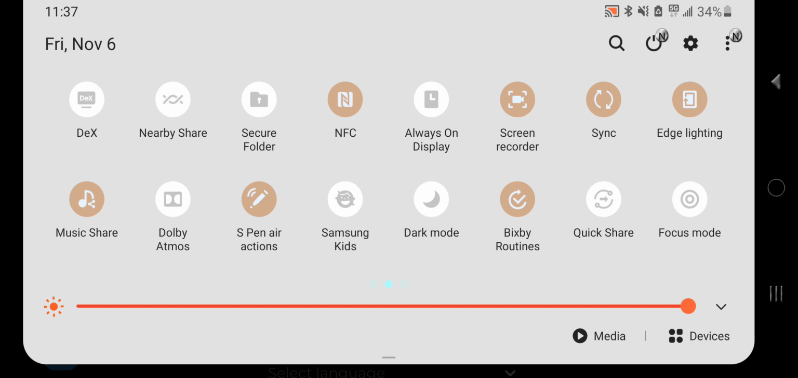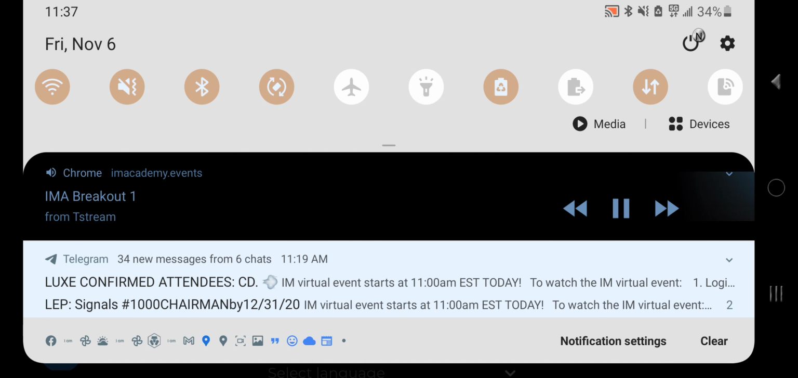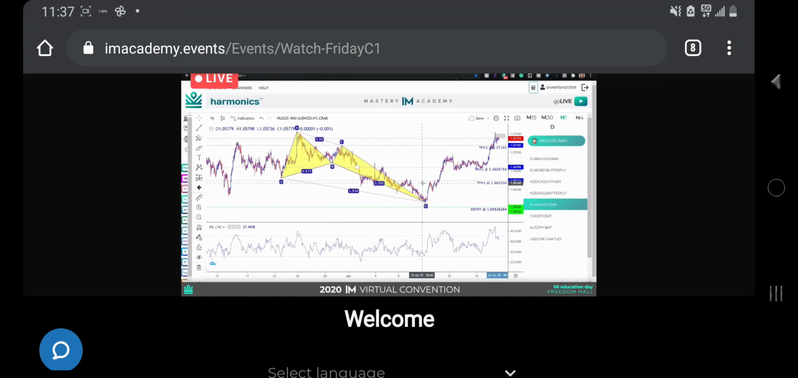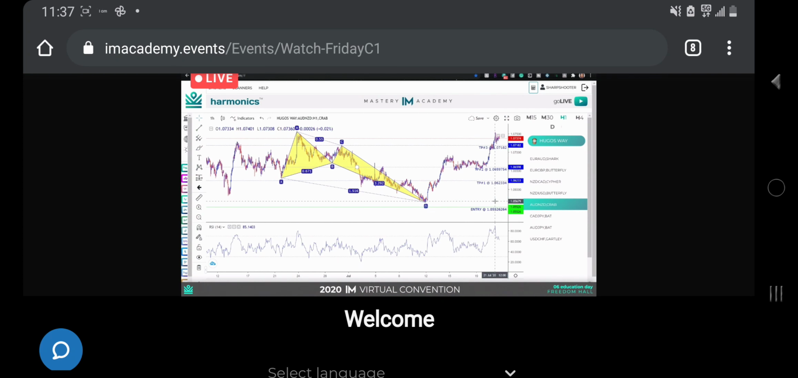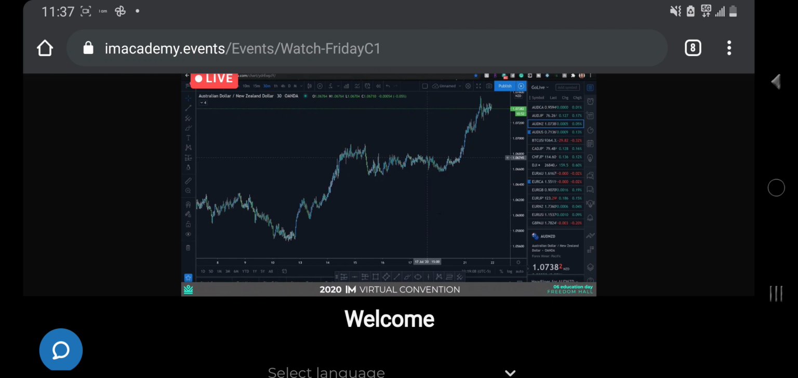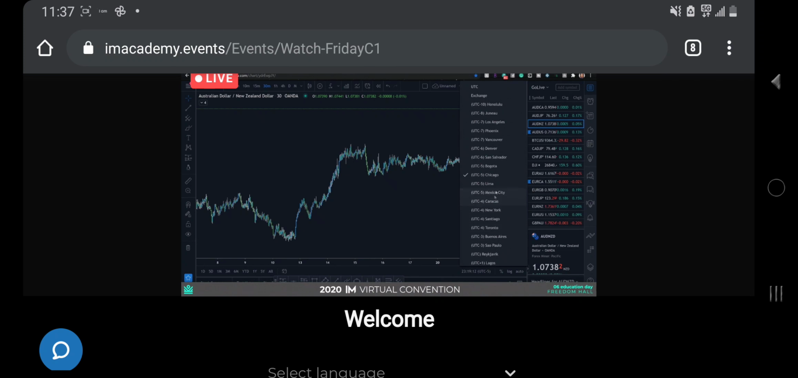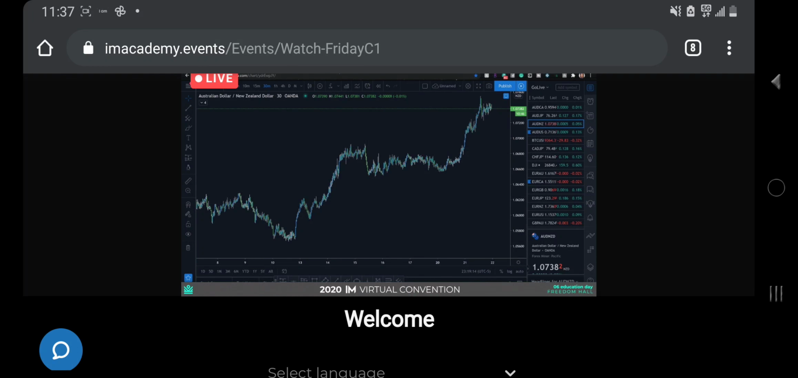But the first thing that I have to do is make sure that my time zone on my scanner matches my time zone on my TradingView for this to be able to work. So I'm going to come down here, I'm going to hit Central Time, I'm going to come over to my TradingView, I'm going to do the same thing, make sure these match up.